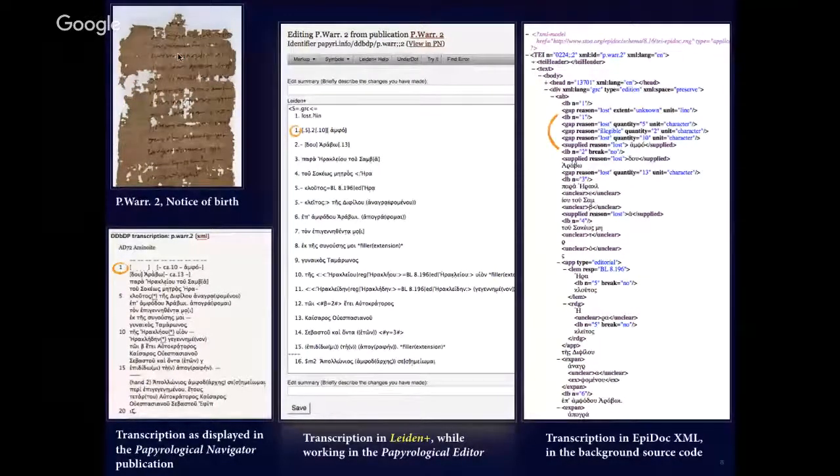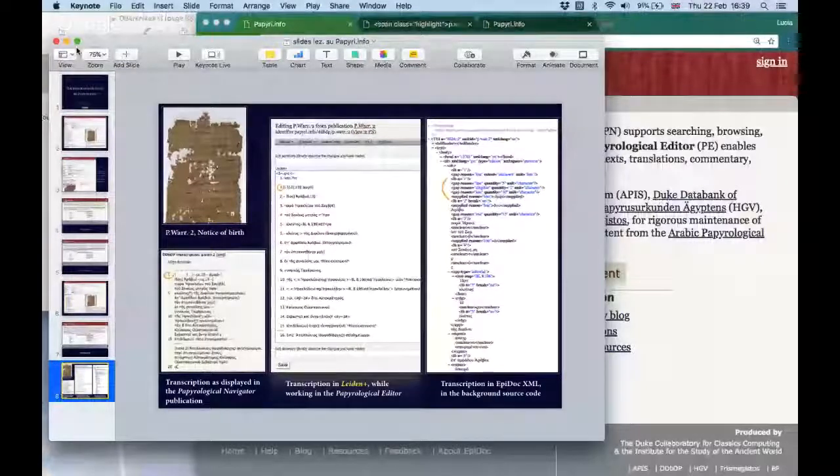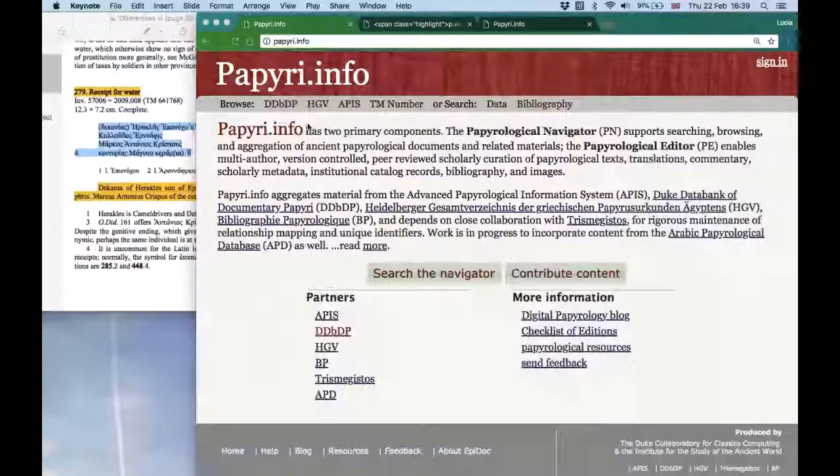So we now move on to see how we can enter new texts on Papyri.info. So from the home page, we choose Contribute Content, which will direct us to the Papyrological Editor, one of the 2 main components of the database, together with the Papyrological Navigator, which allows searching the collection. So we click on Contribute Content.